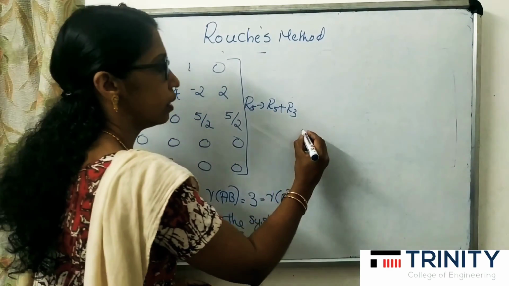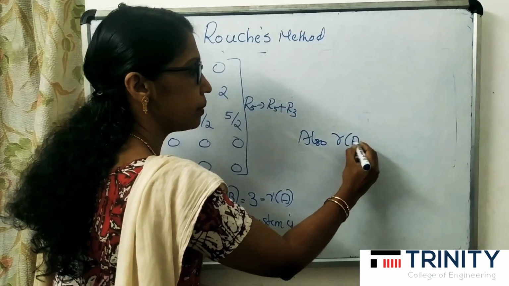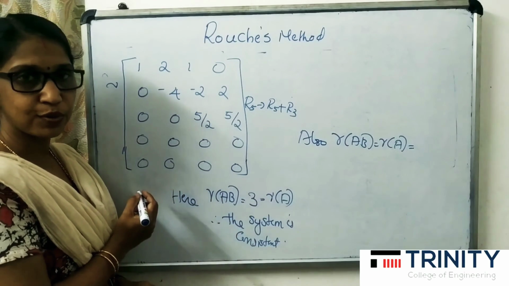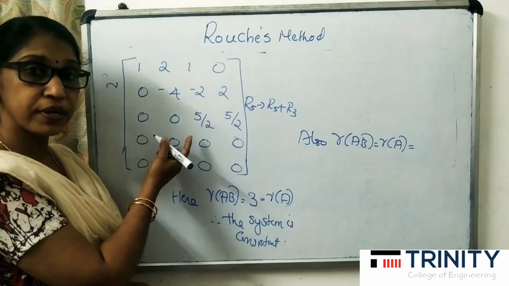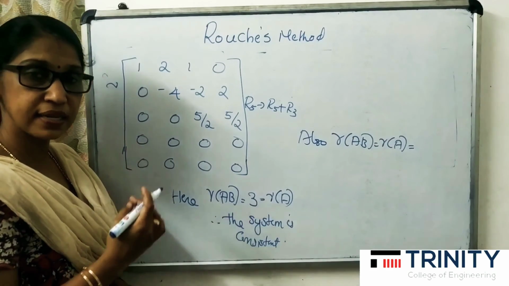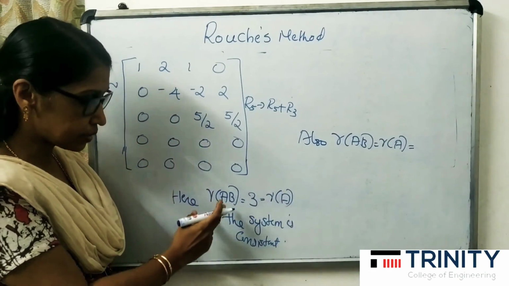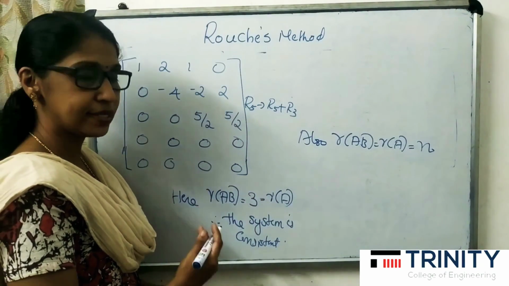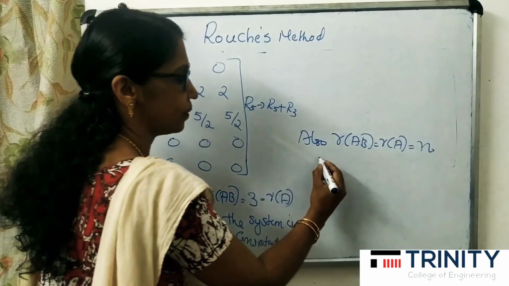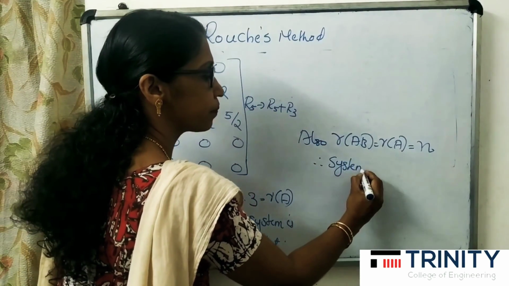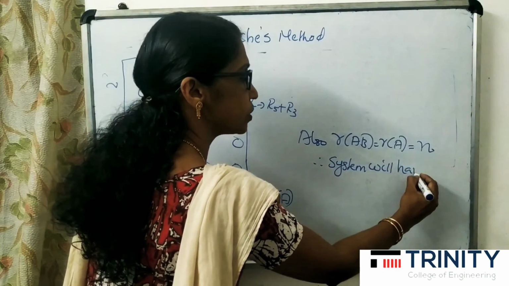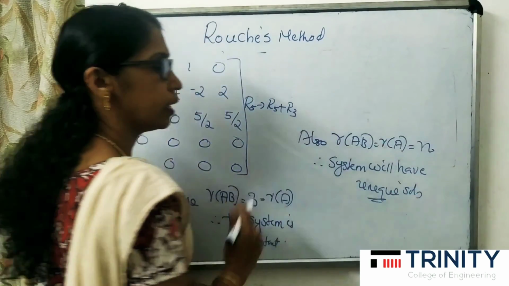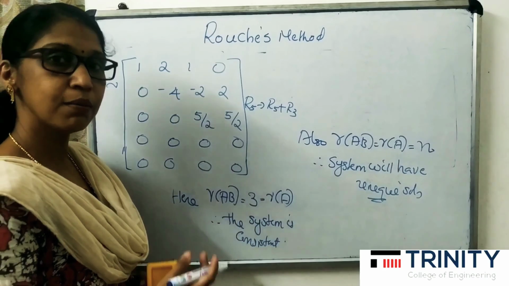Now, also rank of AB is equal to rank of A, and this is equal to the number of unknowns, isn't it? How many unknowns are here? 3 unknowns, x, y and z are the unknowns. So rank of AB equal to rank of A is equal to 3, and this is equal to the number of unknowns n. Therefore the system will possess a unique solution. Now we have to find out the solution by back substitution.